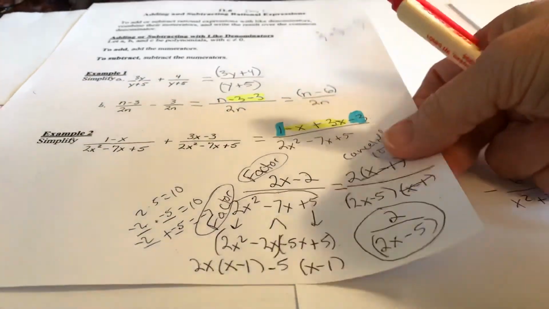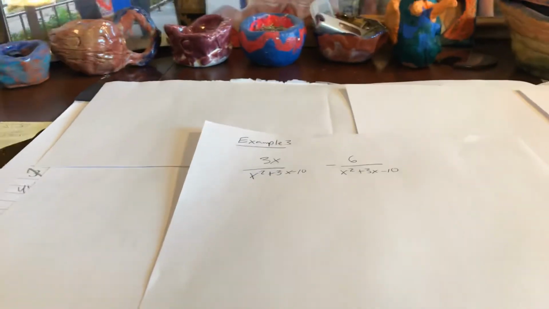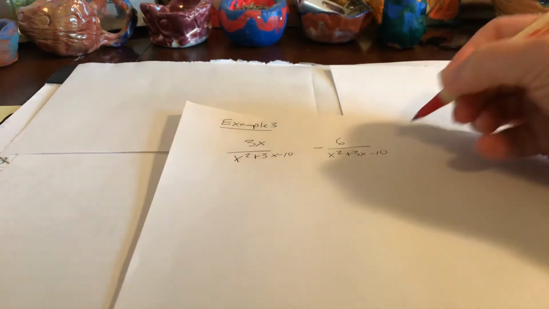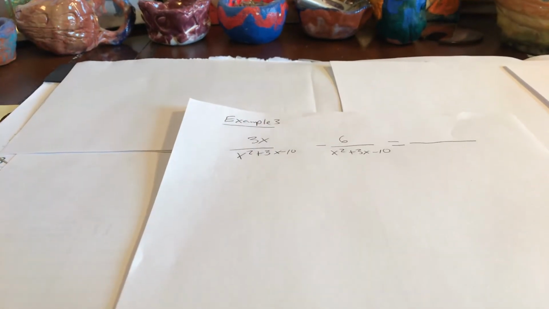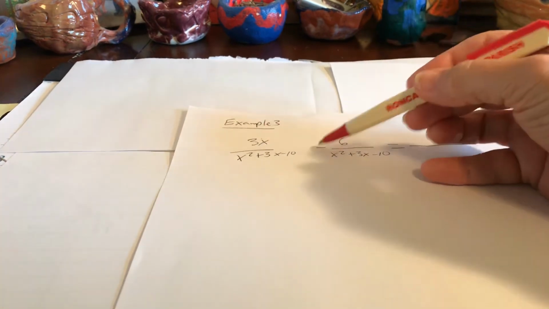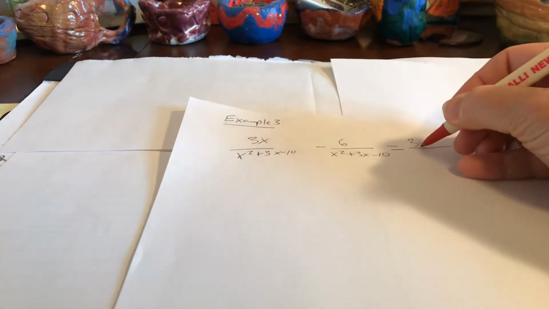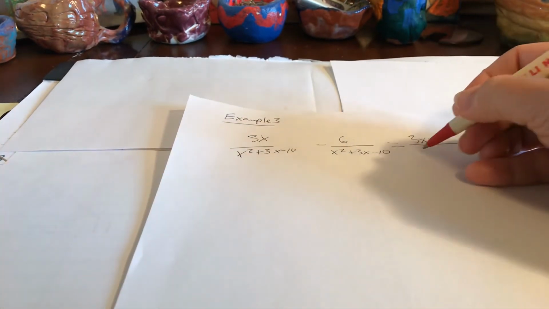Okay, I'm going to do one more that's as lengthy as that last one. All right, so I added this. This is not on your notes, but example 3. Okay, this numerator doesn't have any like terms, but I can write it as 3x minus 6. The denominator is the same denominator.